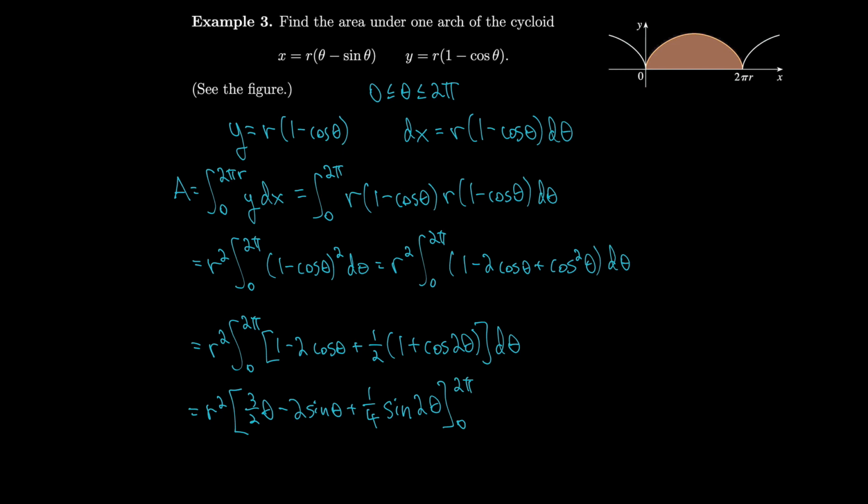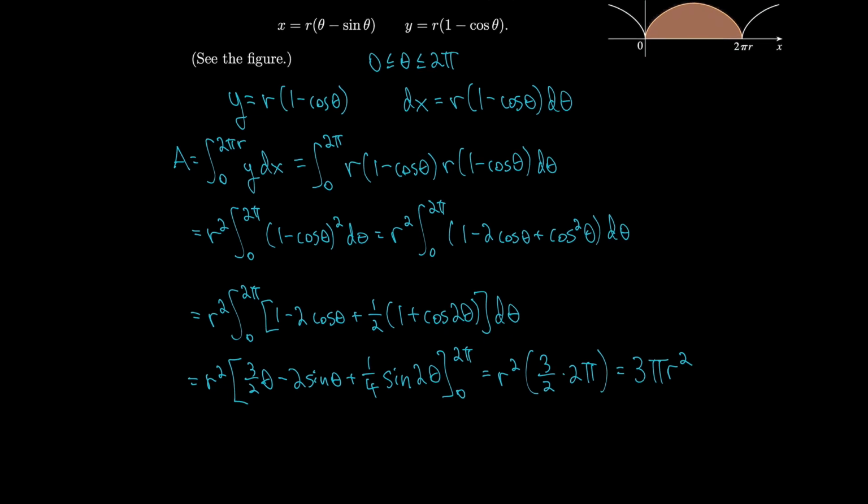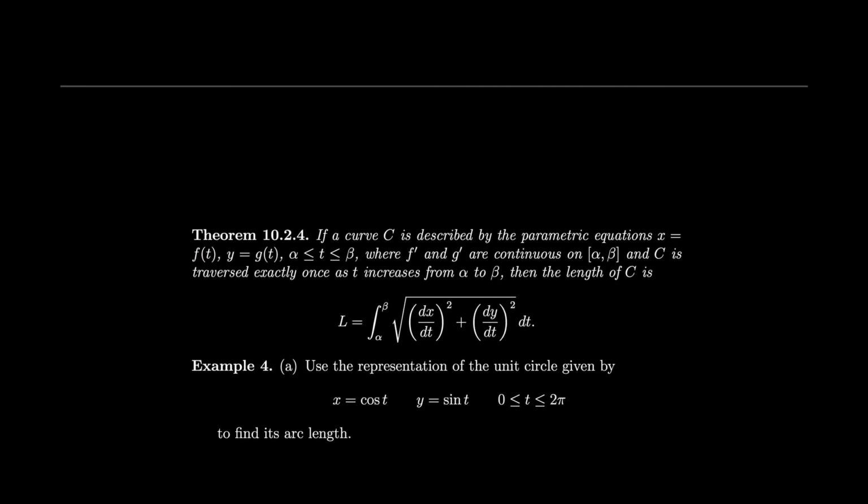So we evaluate that from 0 to 2 pi and we get r squared times 3 over 2 times 2 pi, which is 3 pi r squared. So that's kind of cool. There's 3 circles in each cycloid, each arch of each cycloid.